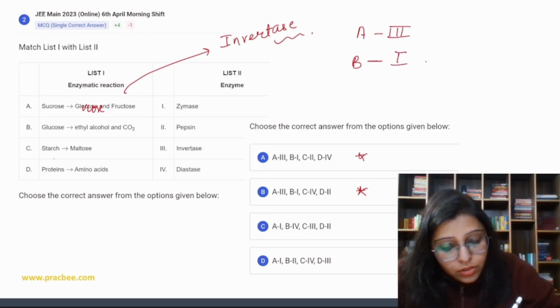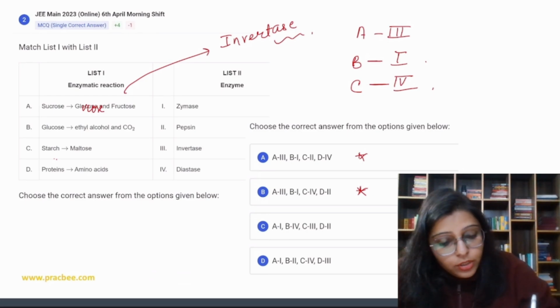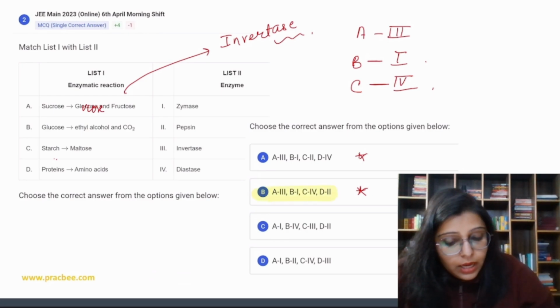Okay. Now starch to maltose. So maltase, so we can say diastase. Starch to maltose, we have diastase. So C can be matched with fourth. So option second is going to be the correct answer.